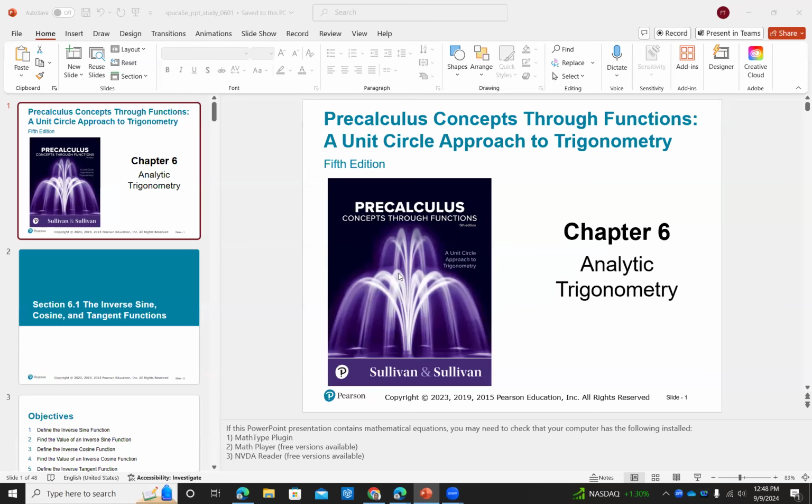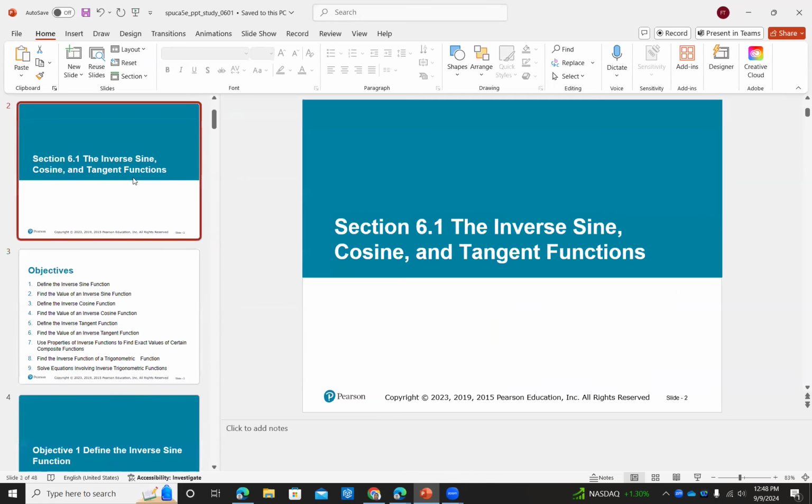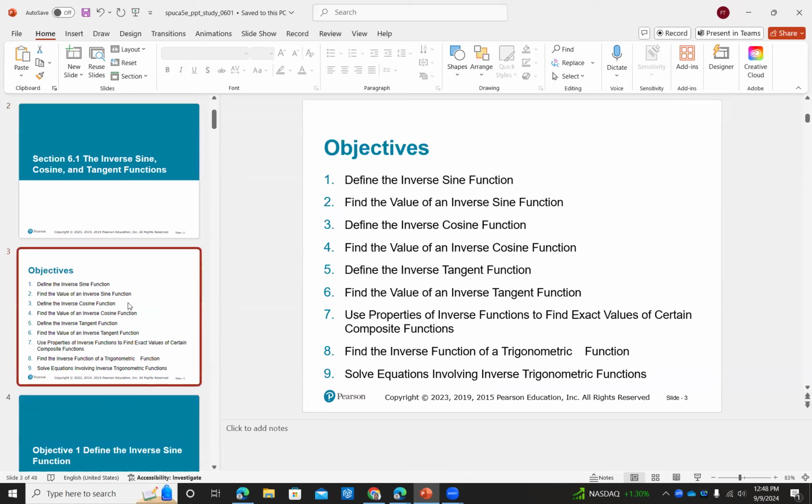I will be going over important points for section 6.1 with this video. Section 6.1 is called the inverse sine, cosine, and tangent functions. So we have a lot of objectives to cover in this lesson, but we're going to mainly focus on the inverse sine function, inverse cosine function, and inverse tangent function and their properties.